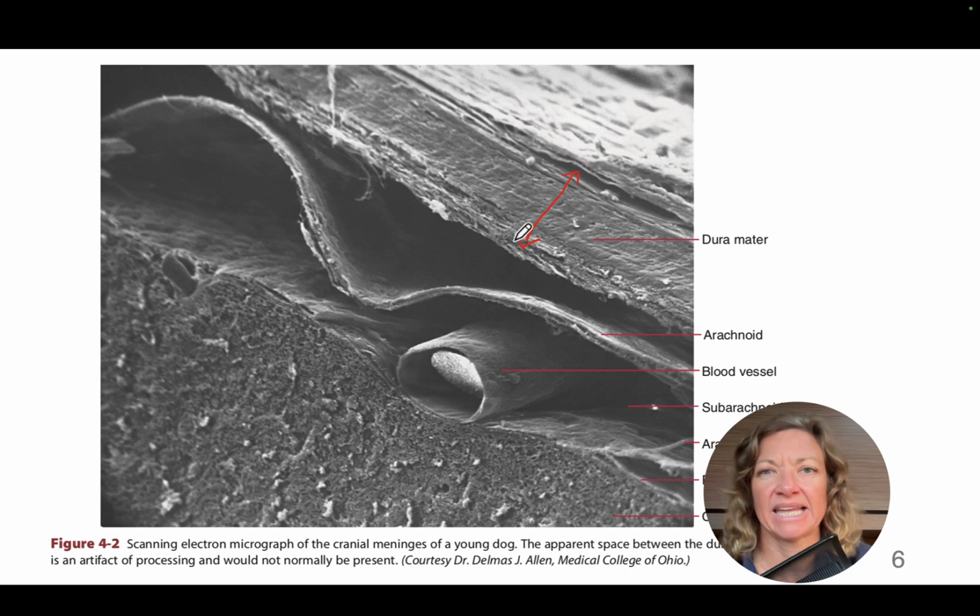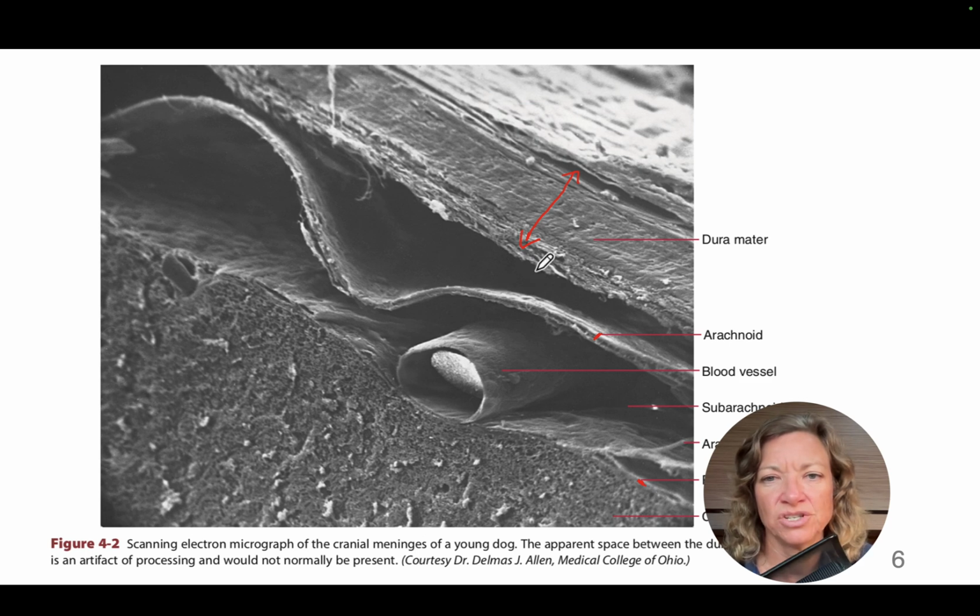So that's the thickness of the dura mater relative to the arachnoid and the little delicate pia. And so you can see how big and thick the dura is. You can also, in this image, see that there is a space that should not be there. So this space is an artifact of tissue processing. This is not a real space.